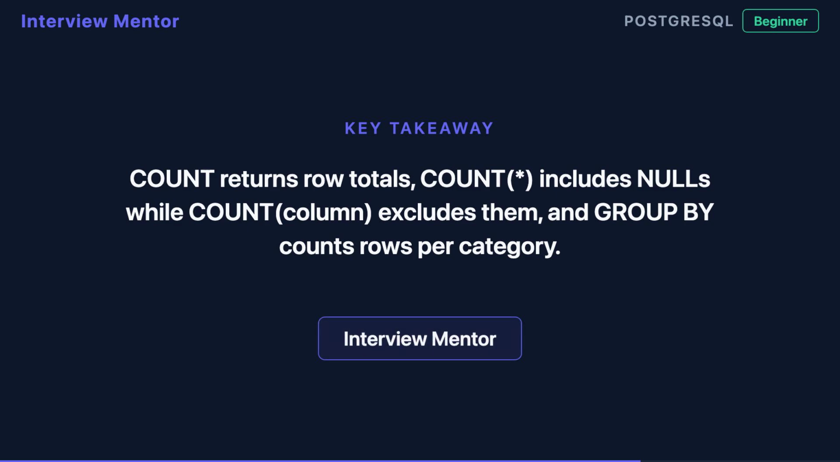Count returns row totals. Count star includes nulls while count of a column excludes them, and group by breaks those counts down by category. Follow for more SQL fundamentals.